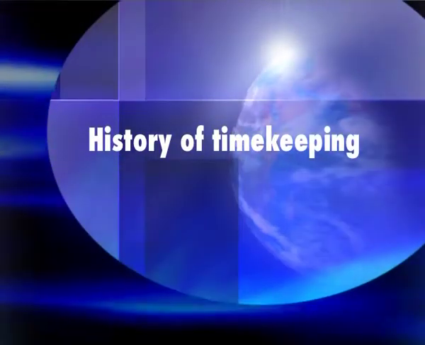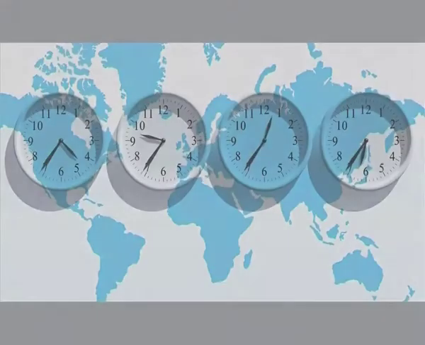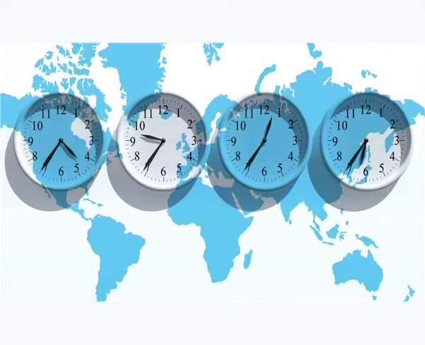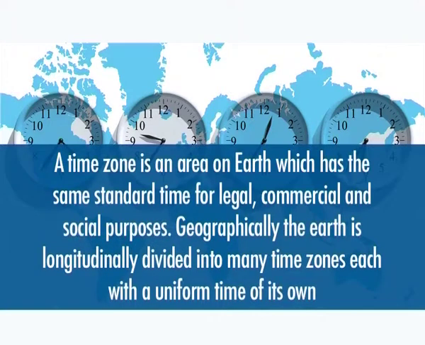Time zones, an overview. Let us begin with a basic definition of time zones. A time zone is an area on Earth which has the same standard time for legal, commercial, and social purposes. Geographically, the Earth is longitudinally divided into many time zones, each with a uniform time of its own.